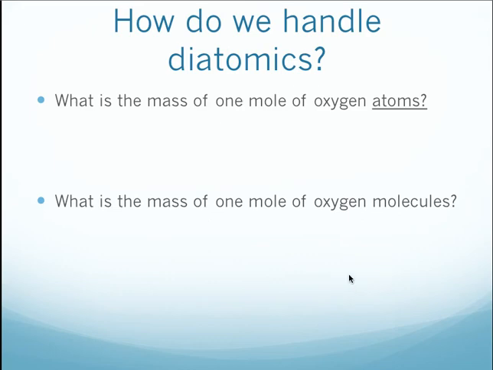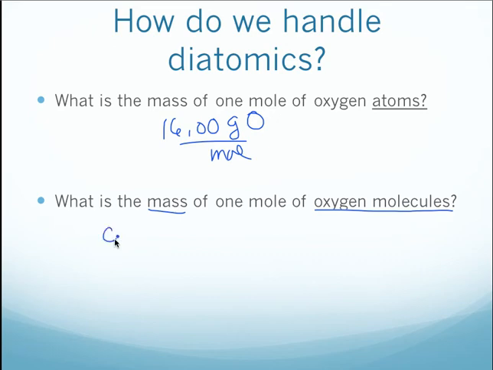All right, so how do we handle diatomics? Well, looking at the periodic table, what is the mass of 1 mole of oxygen atoms? Well, 1 mole of oxygen atoms is 16.00 grams per mole for oxygen. What's the mass of 1 mole of oxygen molecules? Well, you know that oxygen is O2.